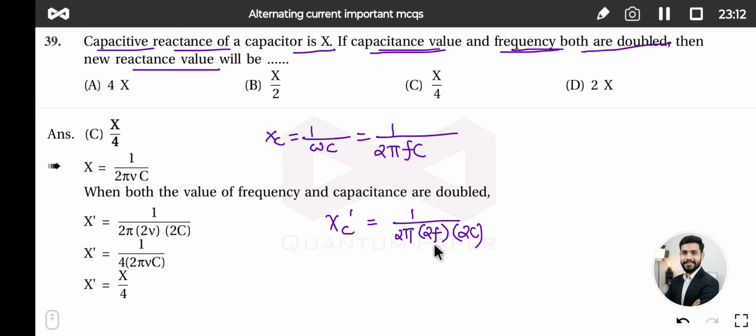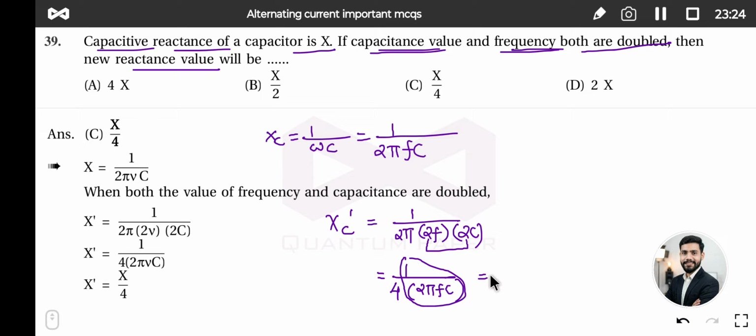So the new factor is 2 times 2, which is 4, in the denominator. So 1 upon 4 times 2 pi f C. Now 1 upon 2 pi f C is nothing but the original capacitive reactance. So it is 1 by 4 times XC. The new capacitive reactance is 1 by 4th of the original, that means X by 4. So the correct answer is C.